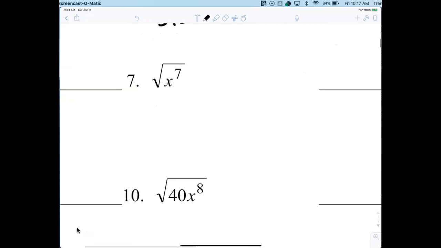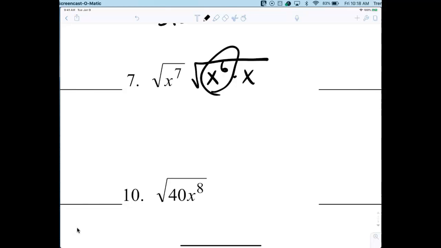Uh-oh. Number 7, we have a problem. Does 7 divide by 2 evenly? No. So here's how you break down a radical. Does everybody agree x to the 6th times x is x to the 7th? Now, can I divide 6 by 2? Yes. So this comes out as what? X to the third. And then what stays behind? Times x.